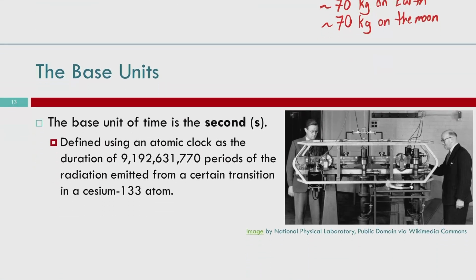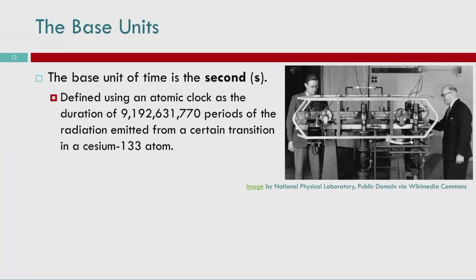Another of our base units is the second. Fortunately for us, it's the same second that we use, so we don't have to learn a new unit for time. And the second is defined using an atomic clock. So they take a bunch of fancy physics and engineering, and they get some cesium-133. We'll learn about isotopes later, but this is a very particular version of cesium, which we can find on our periodic table. And they count how long it takes for 9 billion and some change releases of radiation from a sample of cesium-133. And that's 1 second, this many periods.